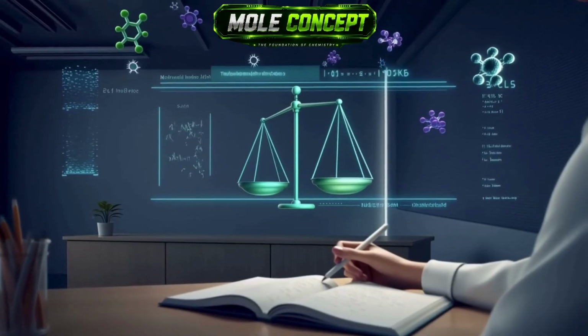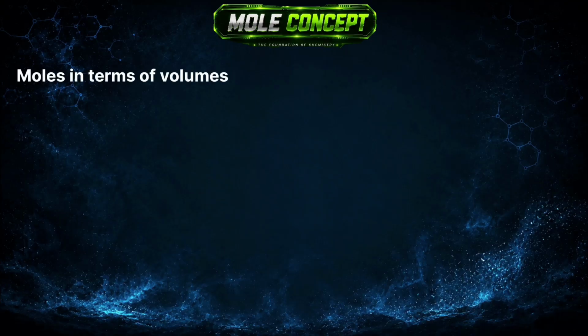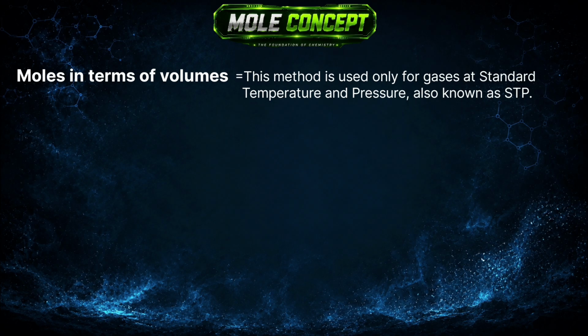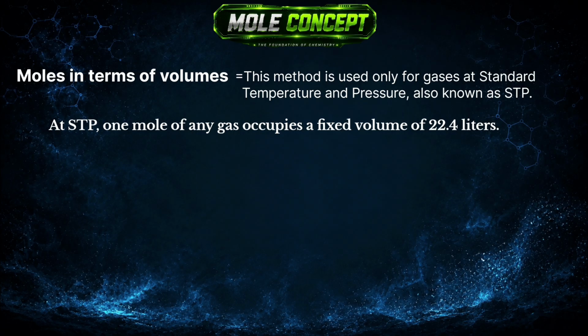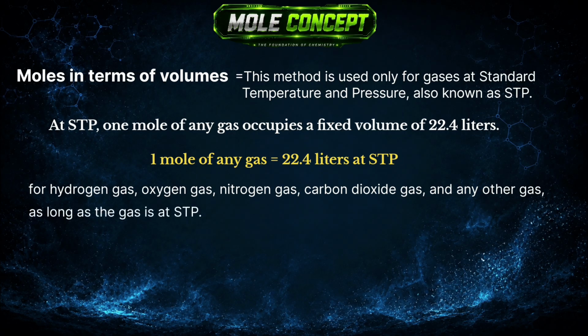Now that we know how to calculate moles from mass, let's learn another important relationship: moles in terms of volume. This method is used only for gases at standard temperature and pressure, also known as STP. At STP, 1 mole of any gas occupies a fixed volume of 22.4 liters. That means 1 mole of any gas equals 22.4 liters at STP. This relationship is true for hydrogen gas, oxygen gas, nitrogen gas, carbon dioxide gas, and any other gas, as long as the gas is at STP.